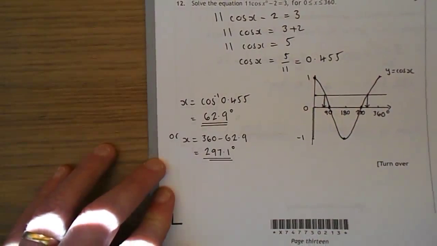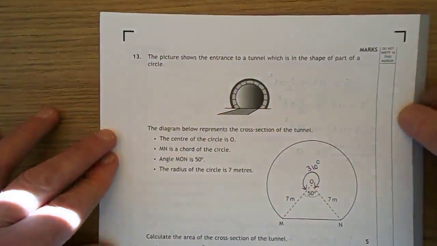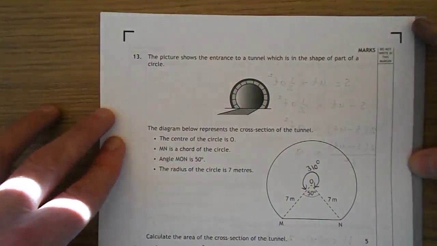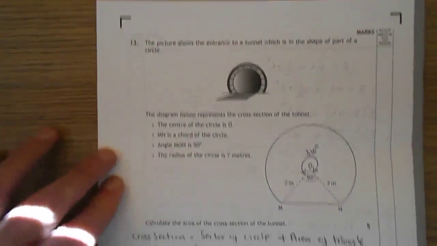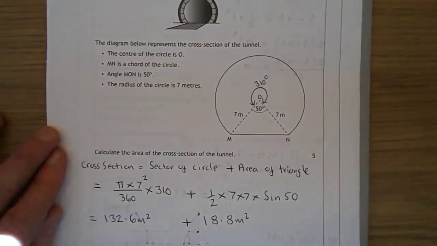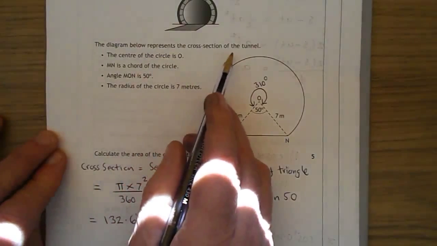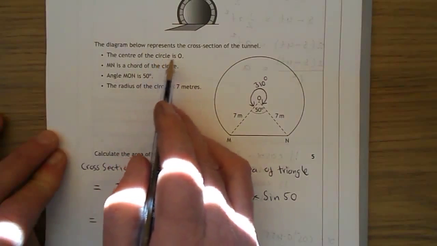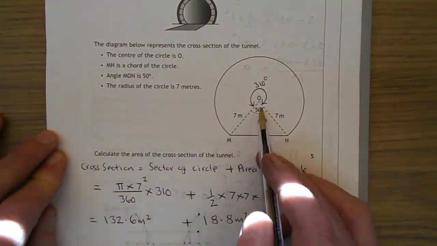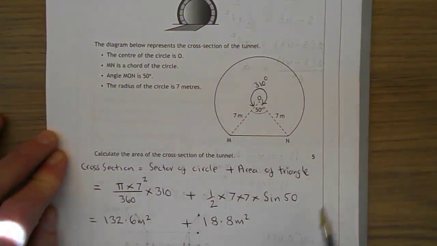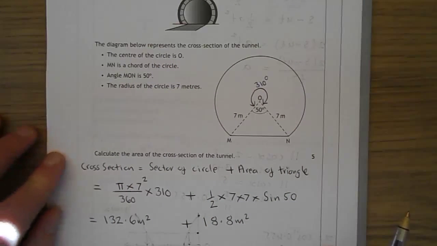Use your calculator, of course. And the last question, here we go, question 13. The circle shows the entrance to a tunnel which is in the shape of part of a circle. You can see the diagram there. The diagram below represents the cross section of the tunnel. The centre of the circle is O, and then you have an angle of 50 degrees. The radius of the circle is 7. You can see it all in the diagram there.